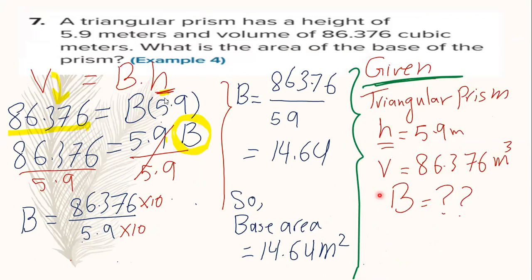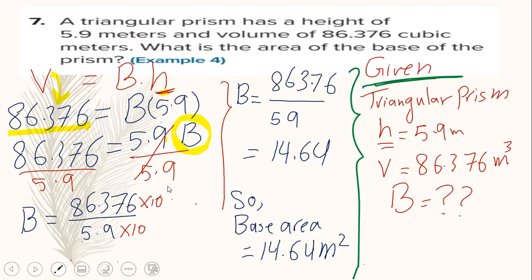Directly type the volume of a triangular prism, which is base area times height, and replace the volume by the given value, which is 86.376, and the height of the prism is 5.9. Now we got an equation in B. B here is the variable I want to solve for. To isolate B, we need to undo the operation between B and the coefficient, which is multiply. So I need to divide by 5.9 on both sides.